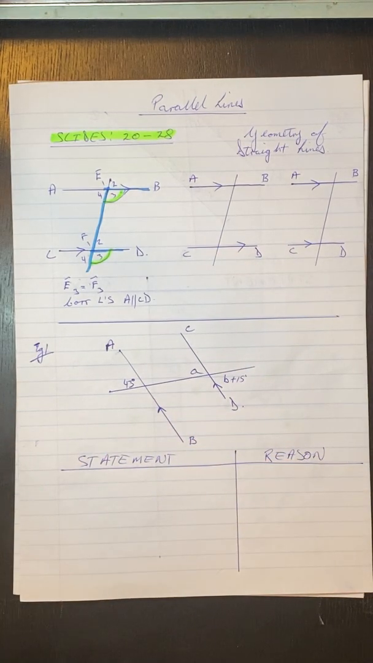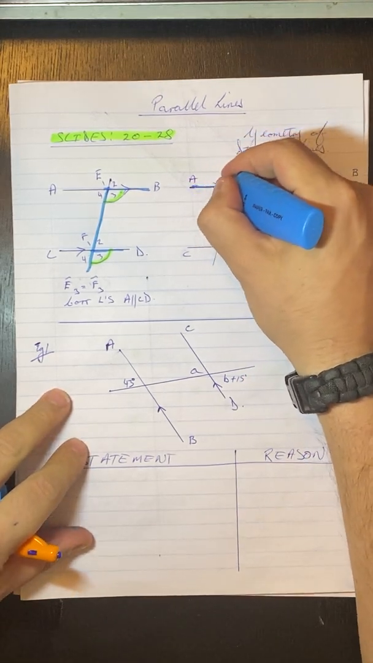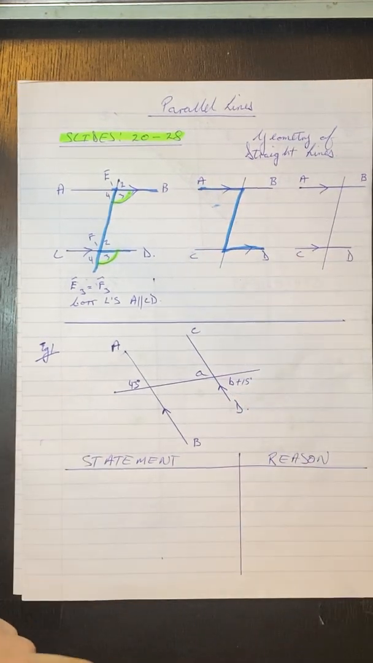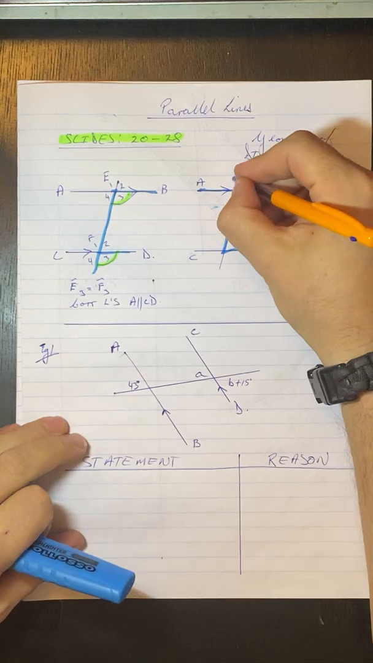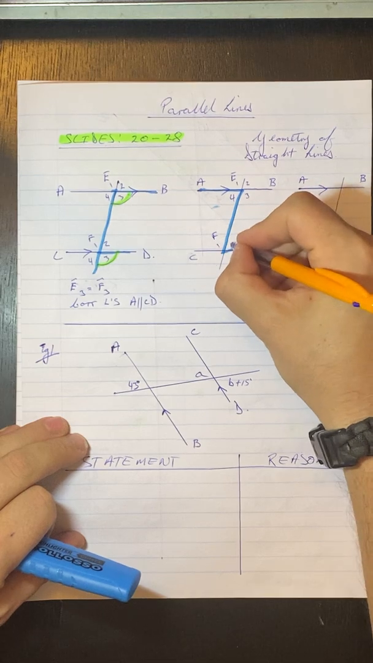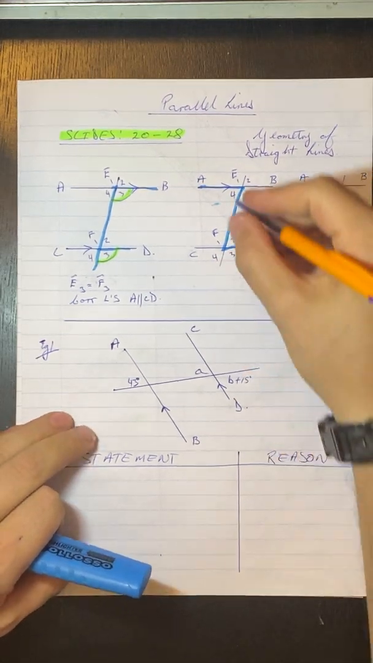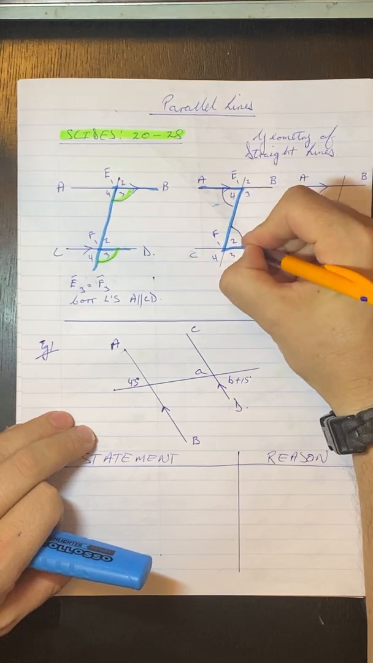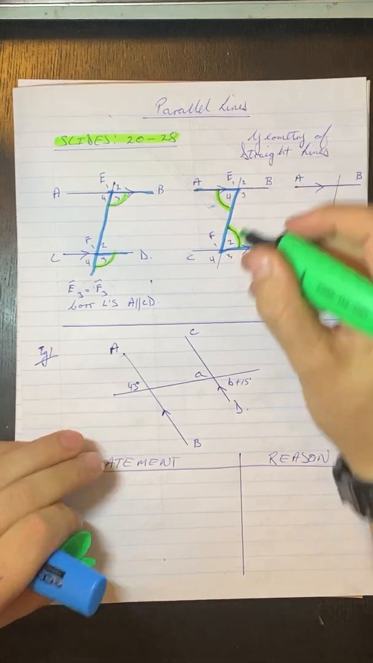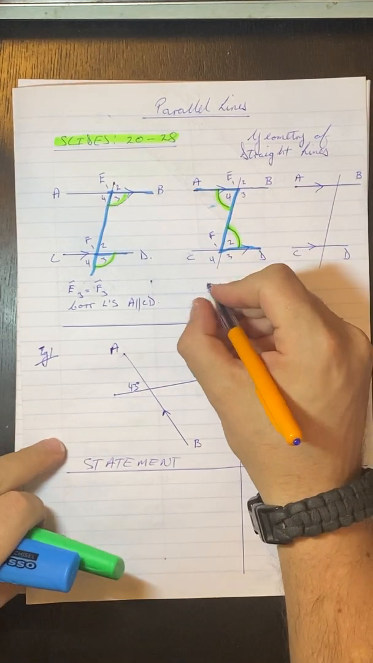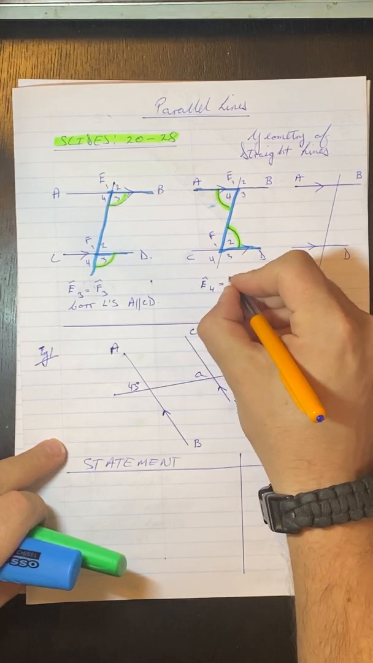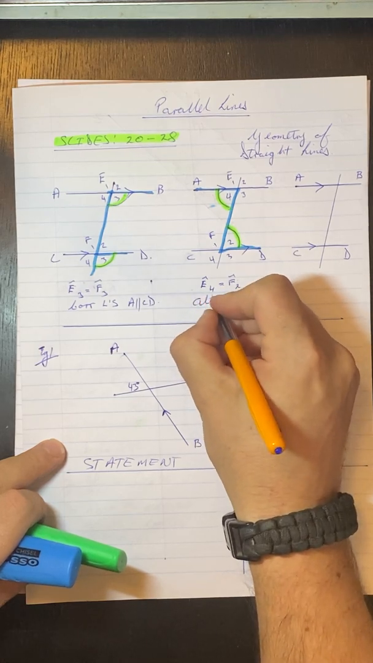Okay, the next one I'm going to look at is alternate. Alternate makes the Z. So I've made the Z with the parallel lines. That means, again, if I call this angle E1, 2, 3, 4, F1, 2, 3, 4, that this angle here and this angle here are equal. The reason for this is alternate angles. So here we can say that angle E4 is equal to angle F2, and it is alternate angles.